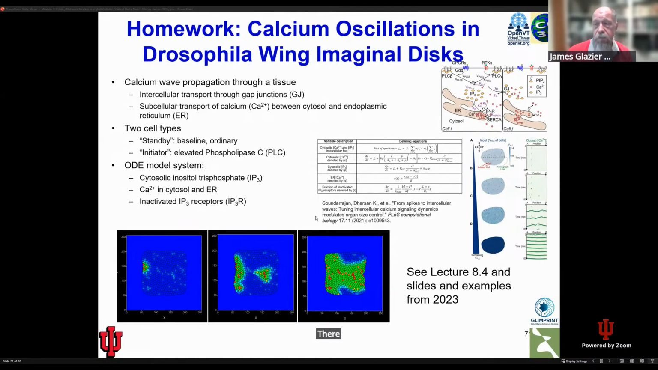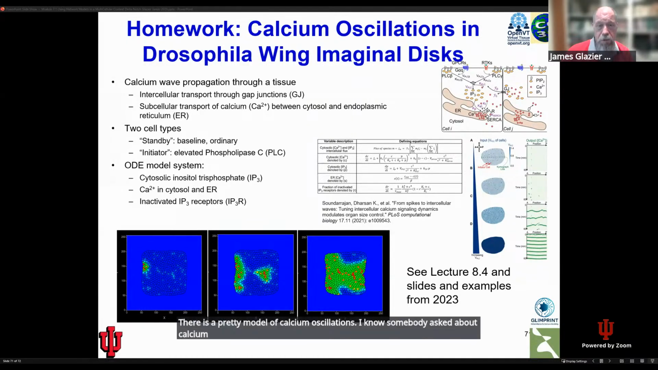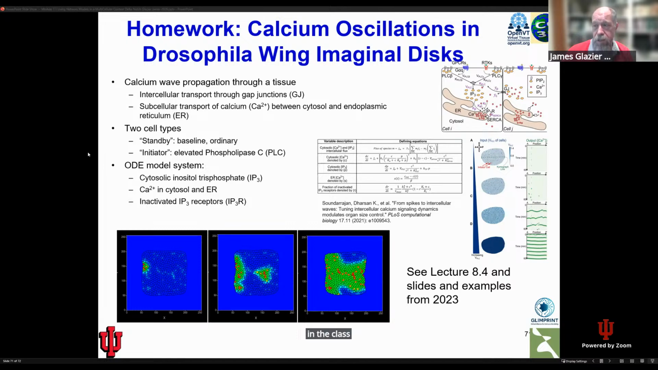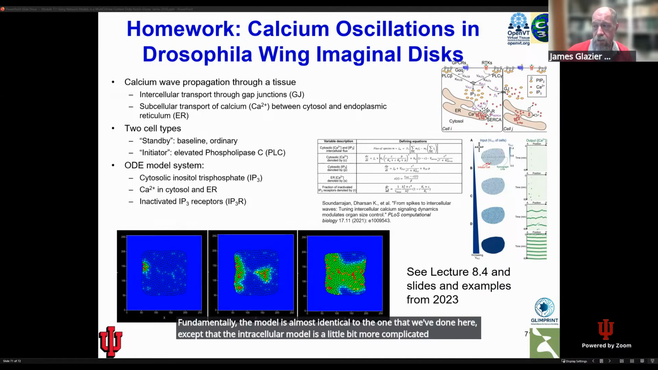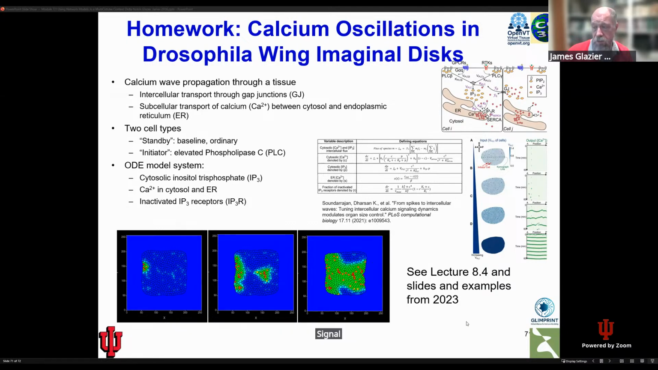There is a pretty model of calcium oscillations. I know somebody asked about calcium oscillations earlier in the class, that we've done based on work by a group at Notre Dame. In this case, we actually do have propagation of calcium between cells, and the calcium leads to contractile behavior of the cells. Fundamentally, the model is almost identical to the one that we've done here, except that the intracellular model is a little bit more complicated, and the signal transduction between the cells is a little bit more complicated.